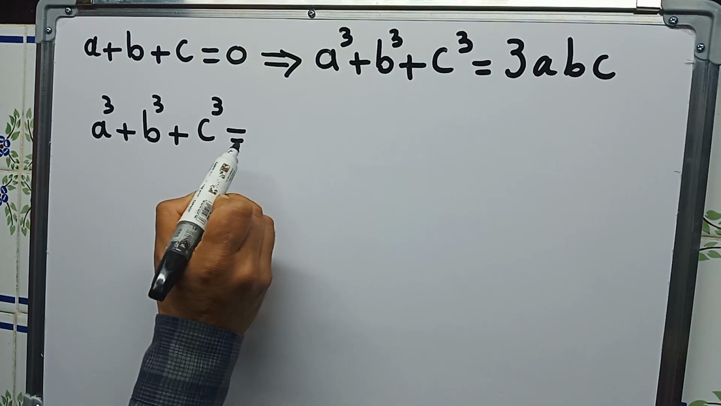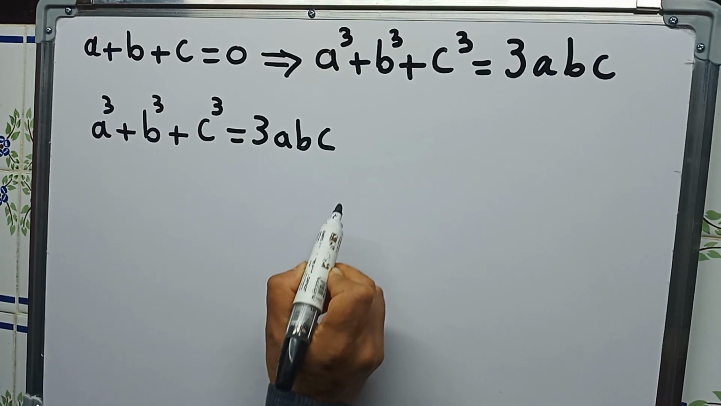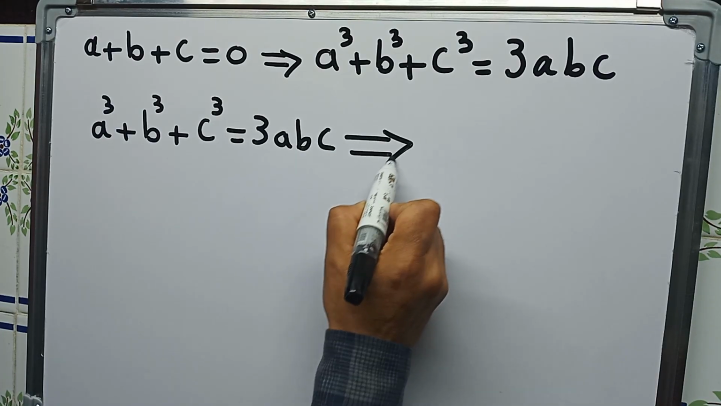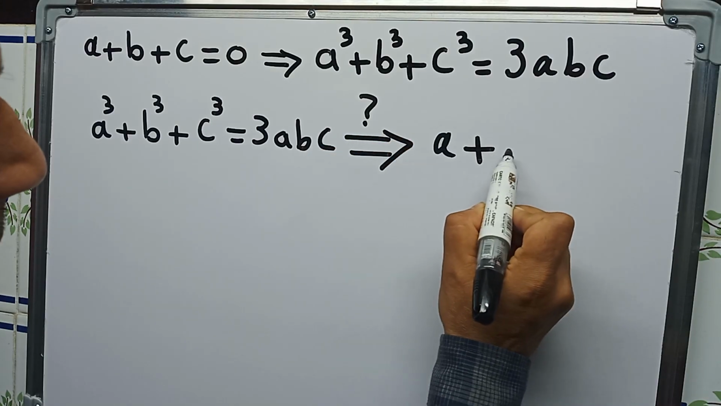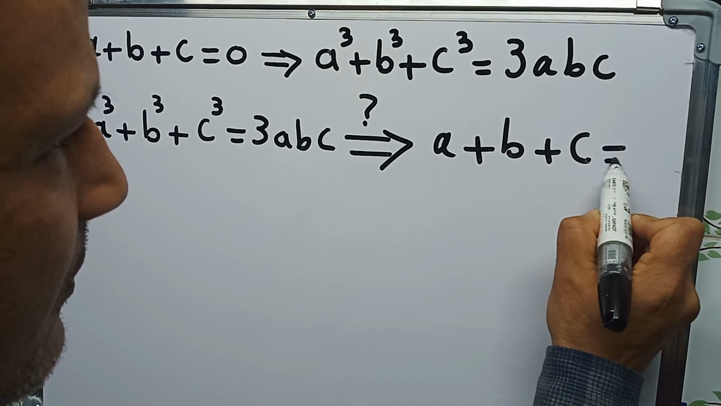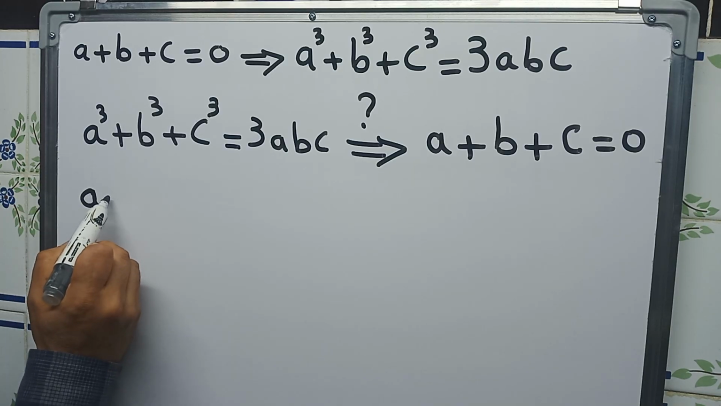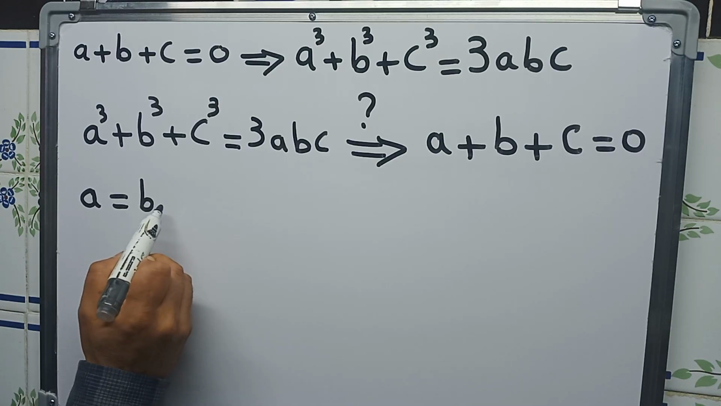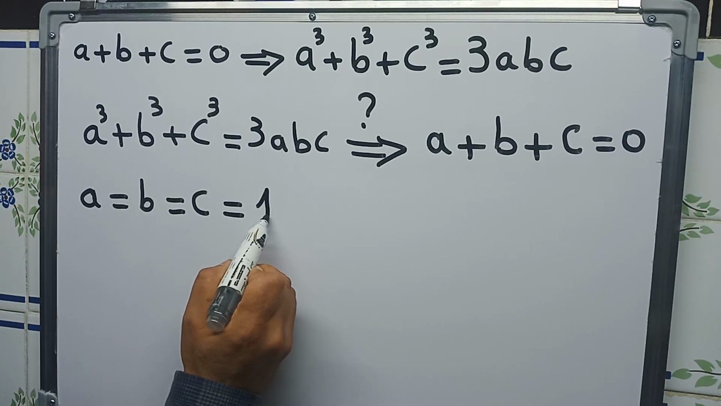Now let's study the converse, meaning that if we have a cubed plus b cubed plus c cubed is equal to 3abc, does it imply that a plus b plus c equals 0? Of course, the answer is no, and the obvious counterexample is a equals b equals c equals 1.